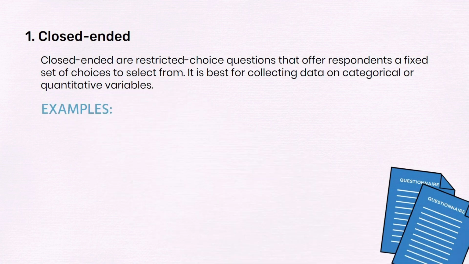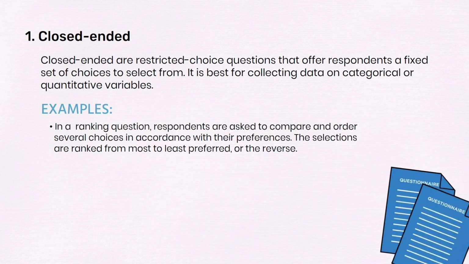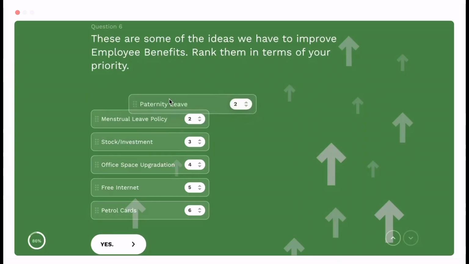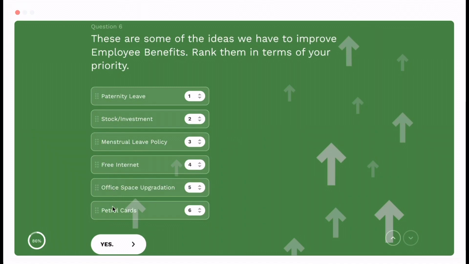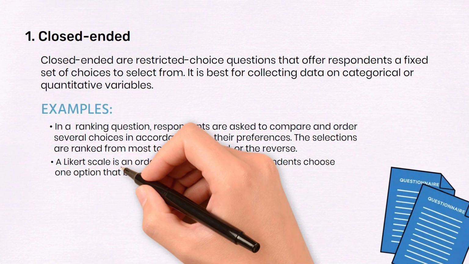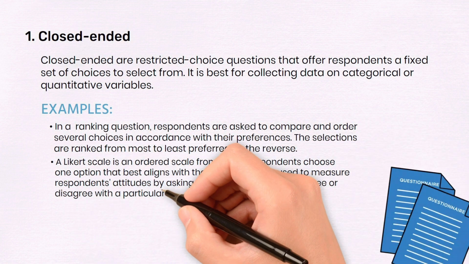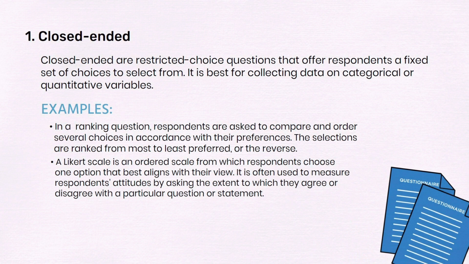Examples: in a ranking question, respondents are asked to compare and order several choices in accordance with their preferences. The selections are ranked from most to least preferred or the reverse. Next, a Likert scale is an ordered scale from which respondents choose one option that best aligns with their view. It is often used to measure respondents' attitudes by asking the extent to which they agree or disagree with a particular question or statement.